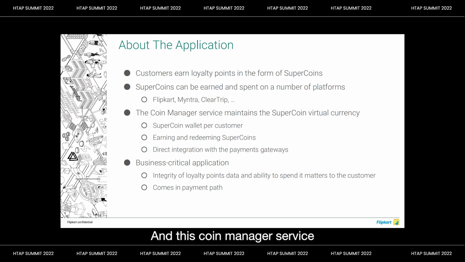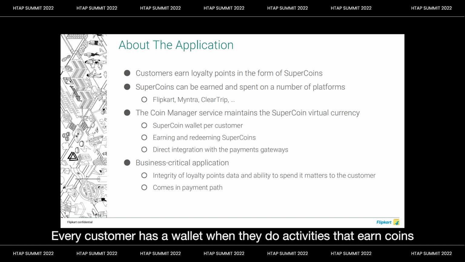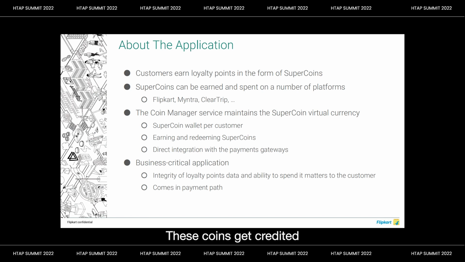And this coin manager service essentially manages the Supercoin virtual currency. Every customer has a wallet where when they do activities that earn coins, these coins get credited. And then when they are making payments, they can choose to pay with Supercoins. So this particular coin manager service acts as that payment processor as well for Supercoins.